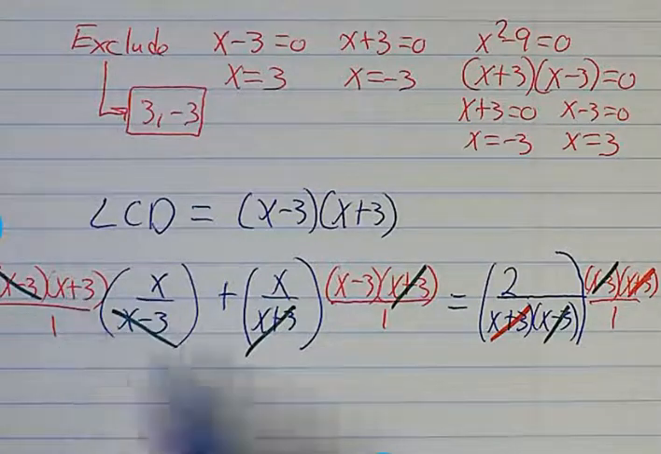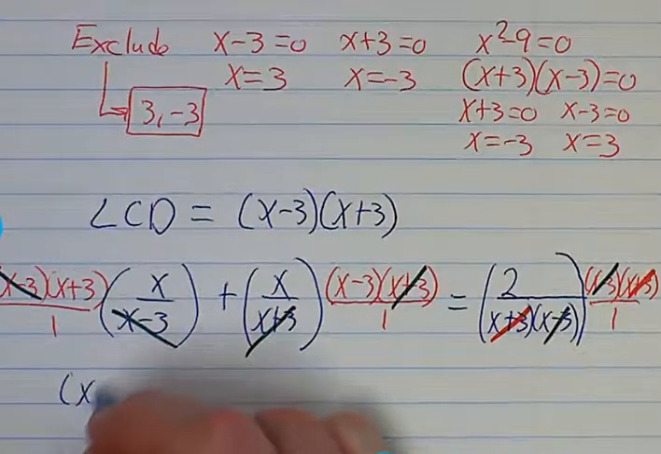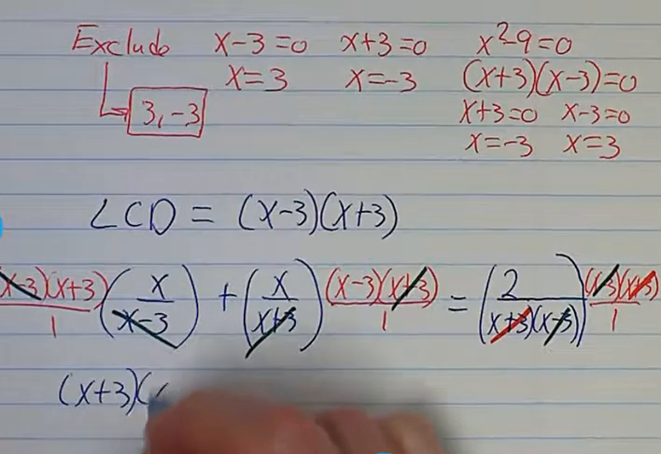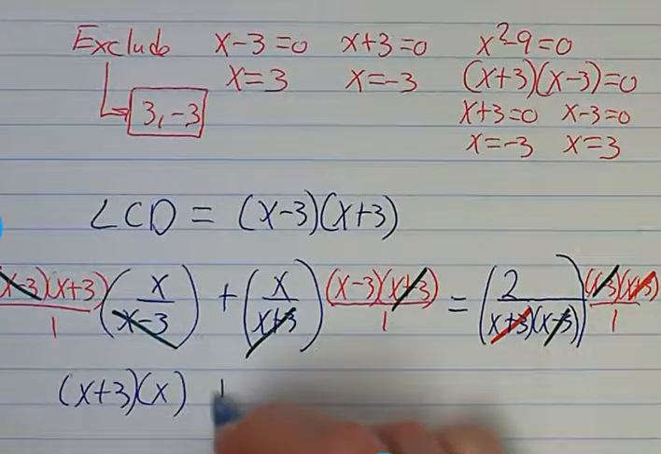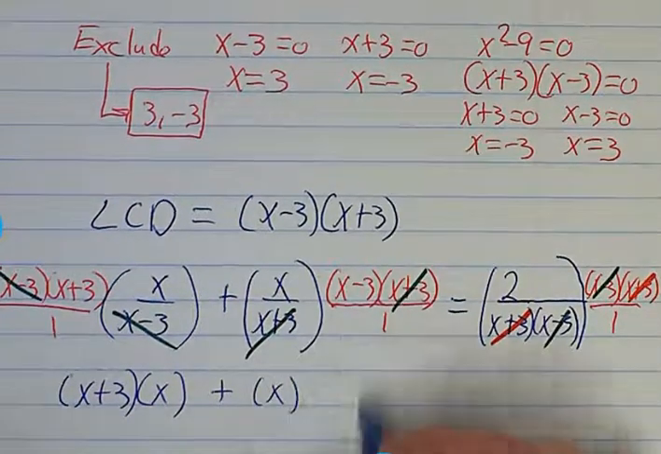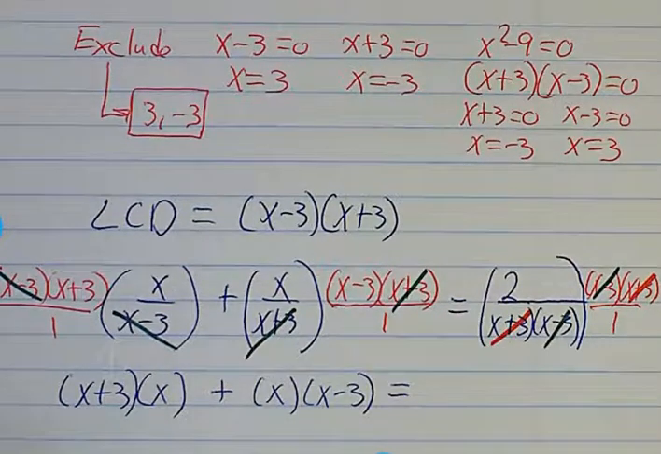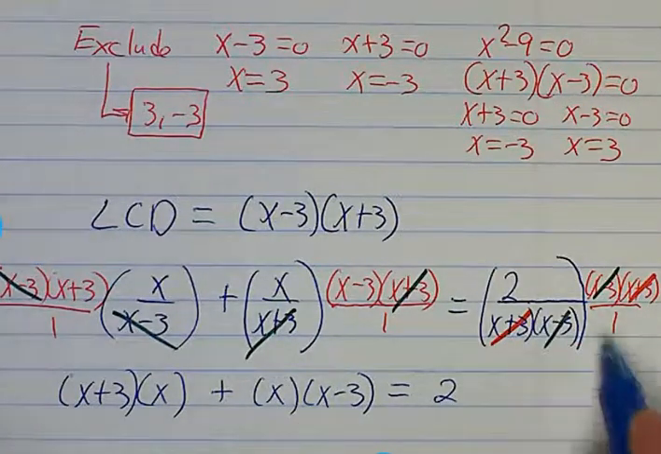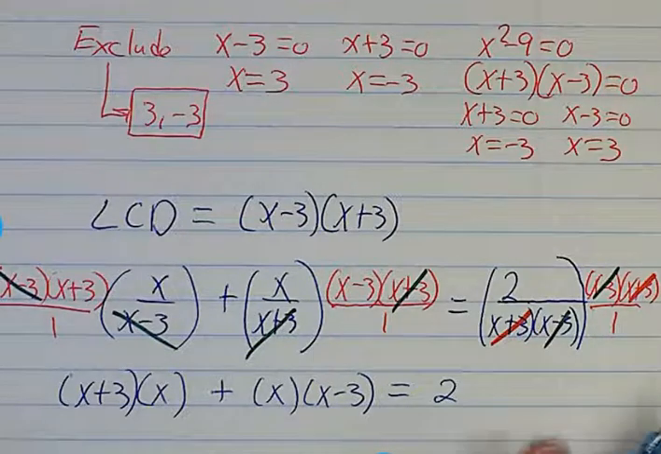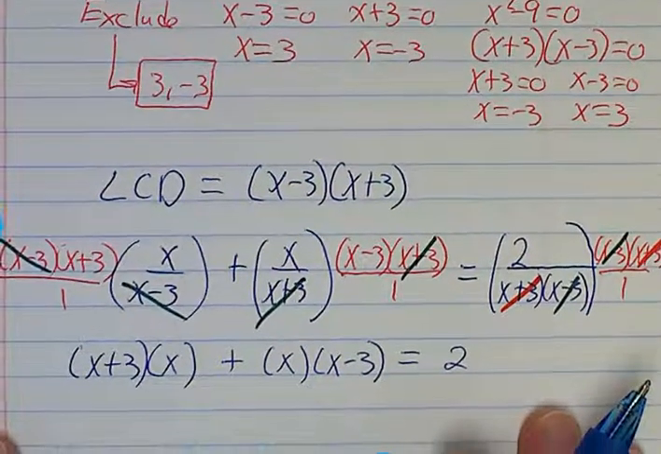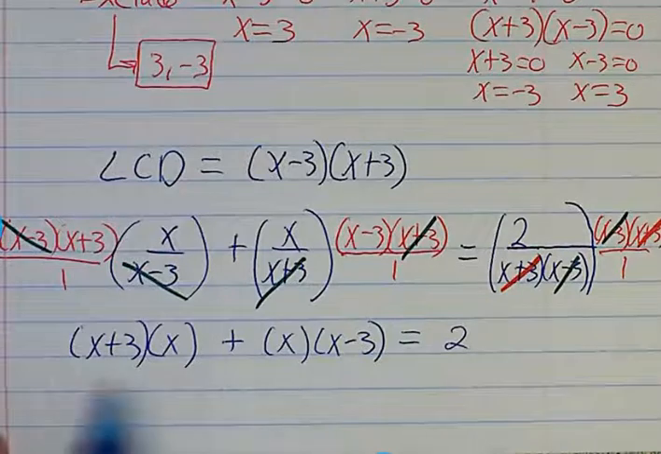You've got an x plus 3 times x here. We've got a plus an x here and an x minus 3 there. Equals, we've got 2 times nothing else, right? I mean, we've got 2 over 1, but if it's 2 over 1, we can just make that 2. So once we multiplied and got rid of all the fractions, now we've got something that doesn't look quite so bad.